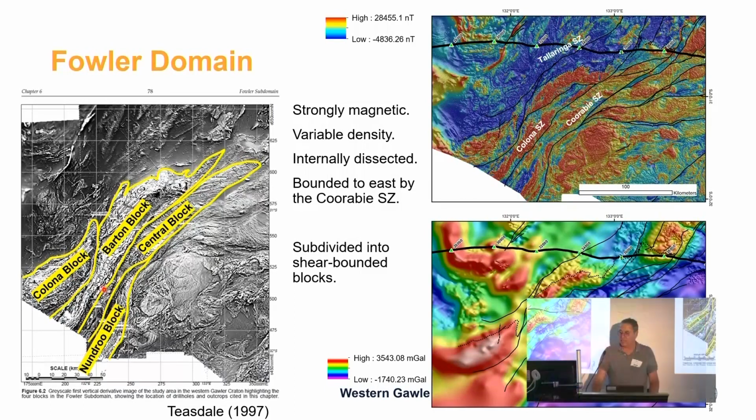So this is work from Teasdale in '97. The other thing that's really quite surprising is it looks a lot like the Albany Fraser, so on the other side in the Yilgarn. So are we seeing a mirror of that type of process? The only difference is that's on the edge of the craton. This is sort of within the edge of the craton.